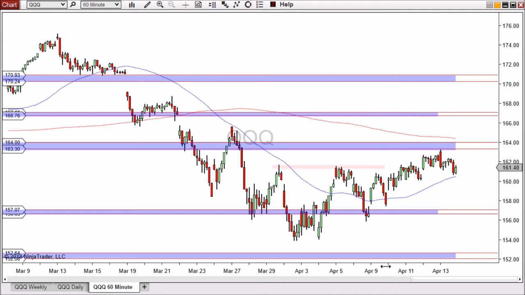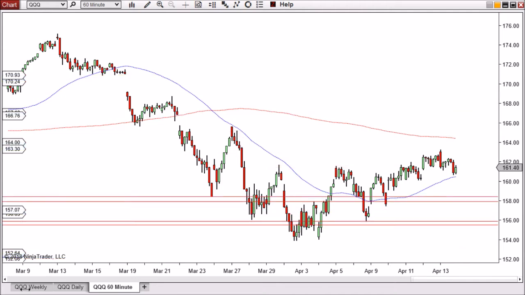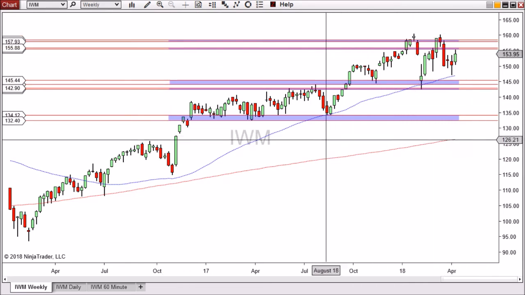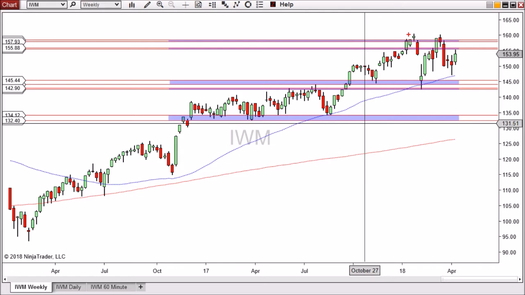And take a look at the Russell 2000, the IWM. If we take a look at the weekly on the IWM, you can see that it seems like it's making a little bit of a lower high, but this is a little bit marginal. Right, so we're not going to put too much on it, but the trend is also again still up.